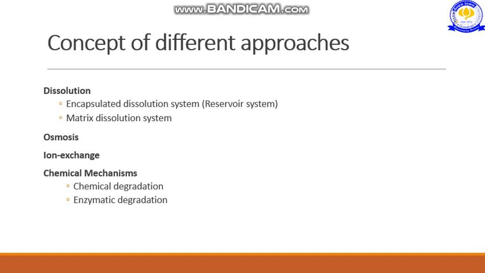Further, it can be classified into osmosis, ion exchange, and chemical mechanisms. Now the chemical mechanism can also be further classified into chemical degradation and enzymatic degradation. These are the classifications. Through the classification system, I have just given you the information about the different forms or approaches through which drug release takes place from controlled release drug delivery systems. In the next section we are going to discuss it in detail.